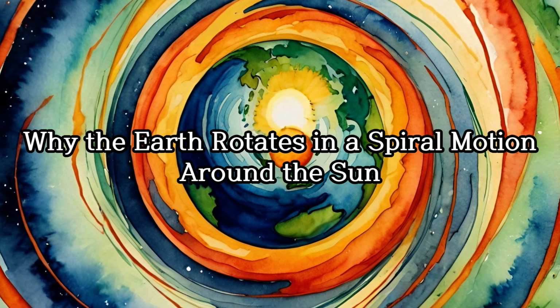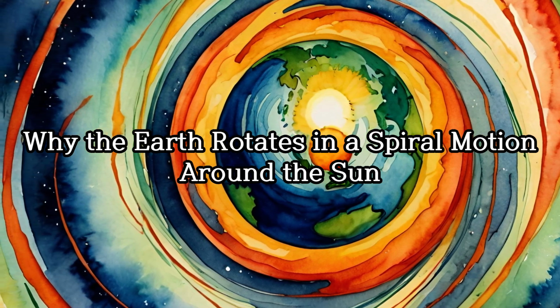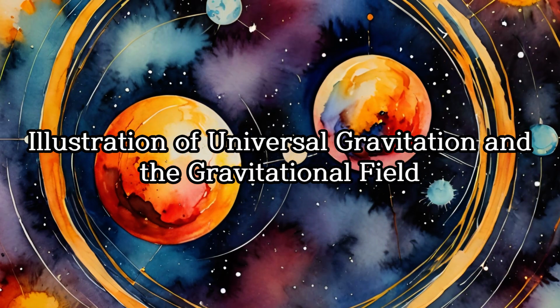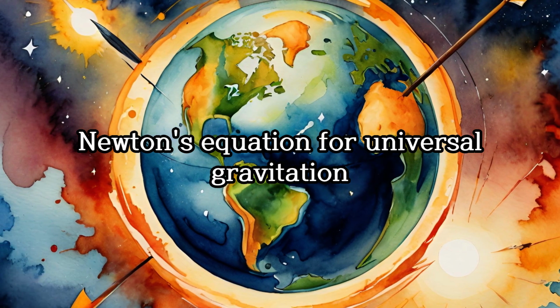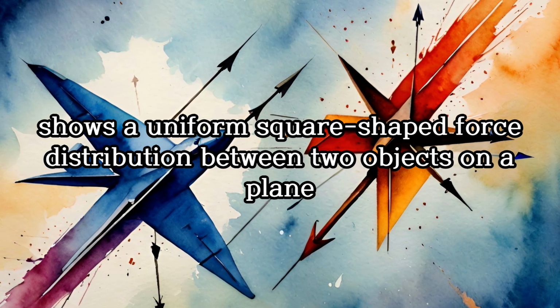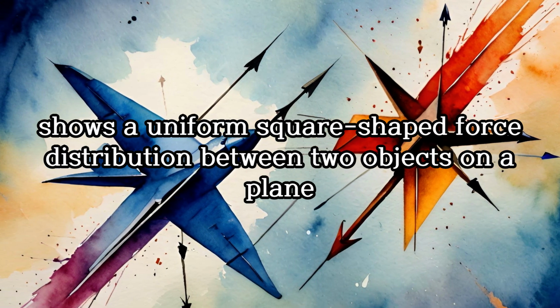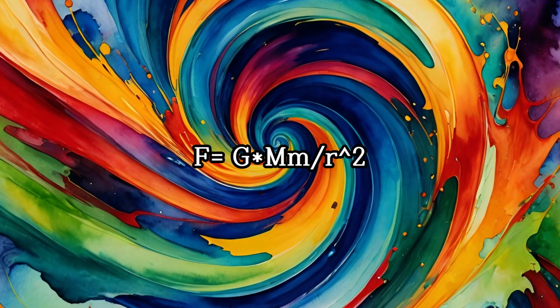Why the Earth rotates in a spiral motion around the Sun. Illustration of universal gravitation and the gravitational field. Newton's equation for universal gravitation shows a uniform square-shaped force distribution between two objects on a plane, F = G m1 m2 / r^2.